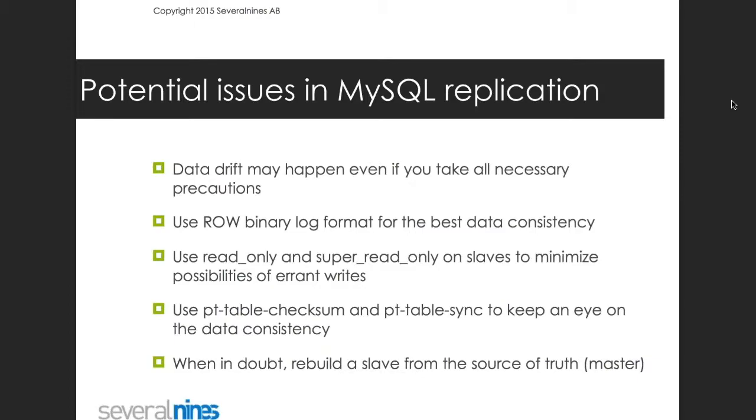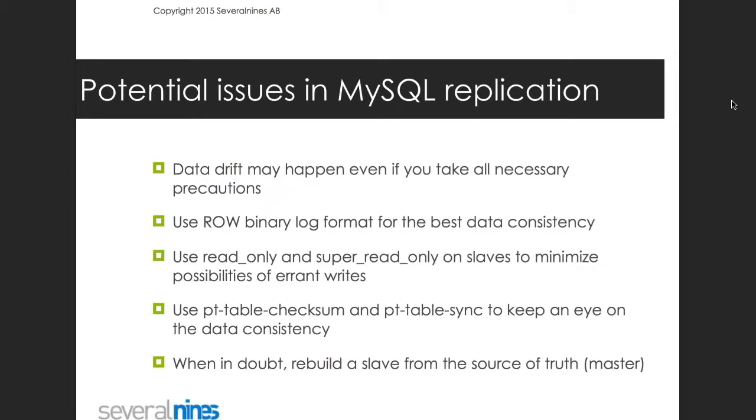Data drift is another problem which may happen even if you take all necessary precautions. Basically, this is because bugs can happen. Bugs exist. Bugs can also impact your data consistency. Of course, to minimize the chance that something goes wrong, you want to use row binary log format. Although, as I said earlier, it's the most strict in terms of schema incompatibilities, right? So you have to be aware and make sure that changes that you're implementing using the rolling schema upgrade are compatible and will work with row-based replication.